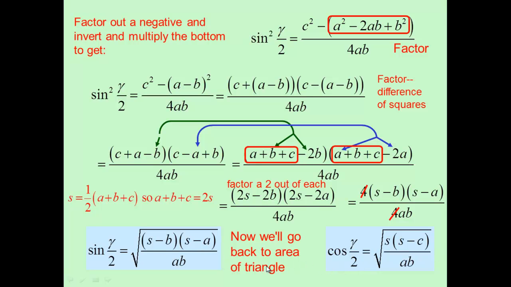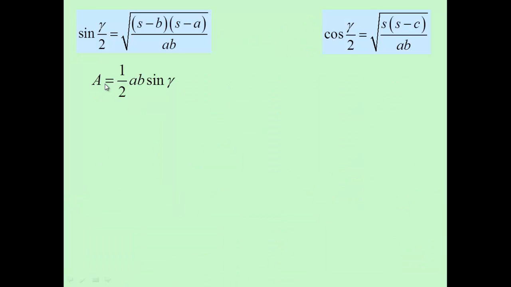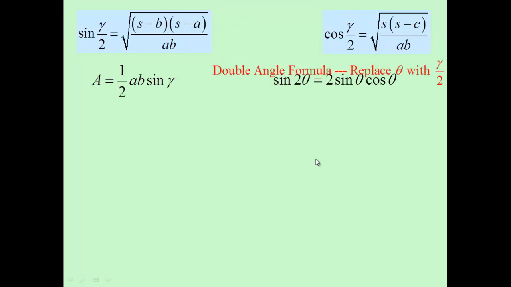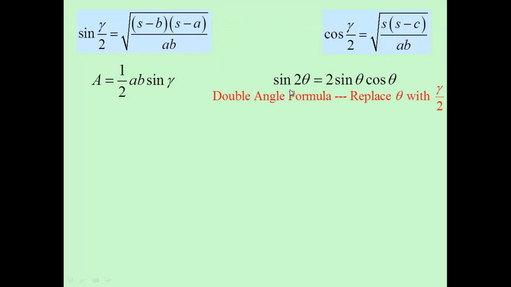Now we'll go back to the area of the triangle that we had before, which, if you remember, is the area of a triangle is equal to 1/2 the product of two sides times the sine of the angle between the two sides, so in this case gamma. Now notice, I can't do a direct replacement here because this is sine of gamma over 2, so I can't replace that. So what I'm going to end up doing is looking at the double angle formula for sine.